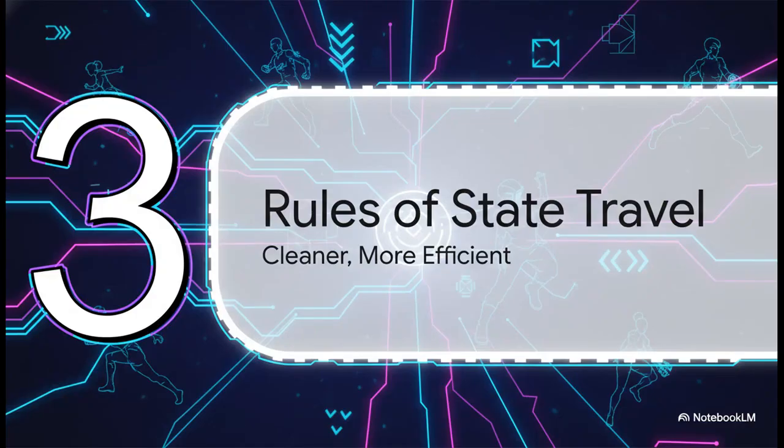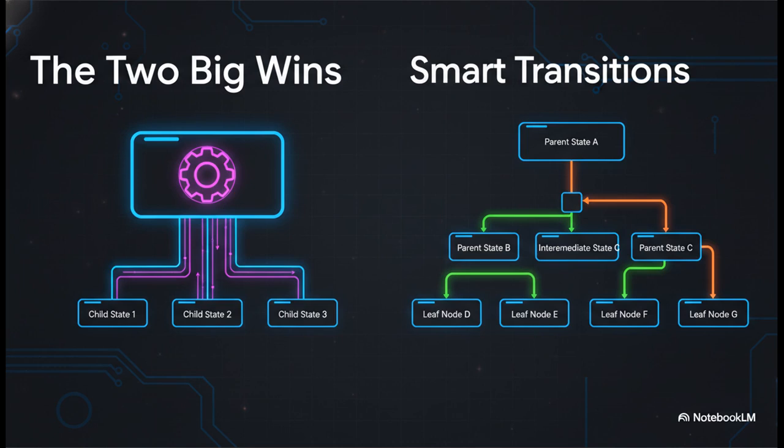Okay, so we've got the structure. We see how it's organized. But so what? Why is this so much more powerful? Well, it all comes down to how a character actually moves between these states. It's a total game changer. With a hierarchy, you get two massive wins. First, shared logic. Think about it.